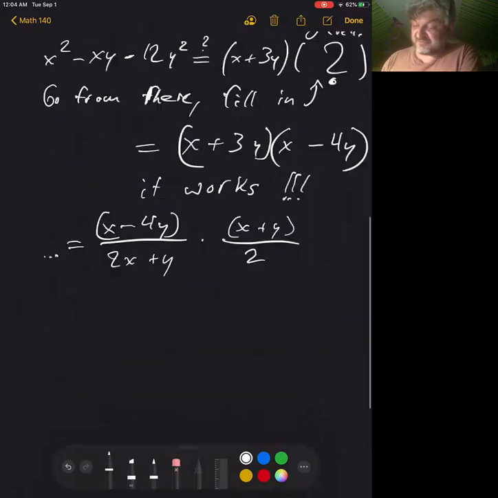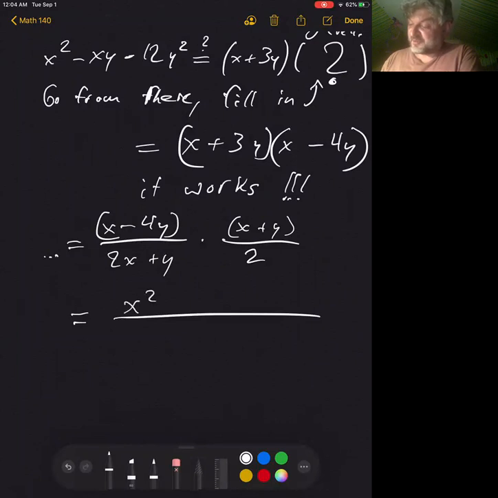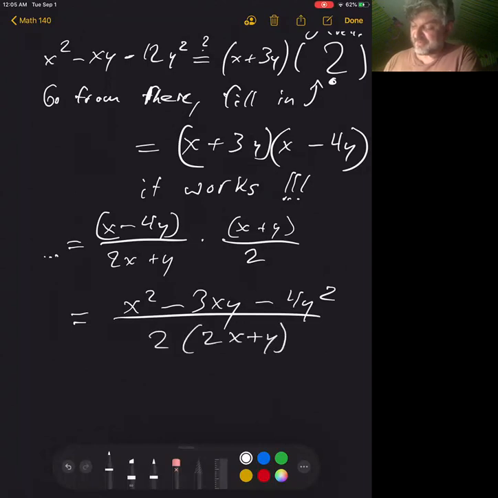Then we can FOIL this out. This is x squared minus 4yx plus yx, so minus 3xy total. Minus 4y squared divided by 2 times 2x plus y. Done.